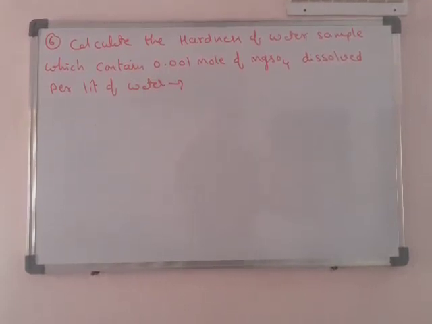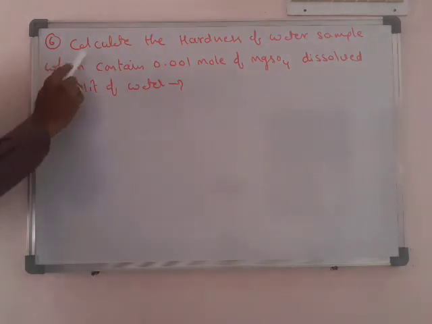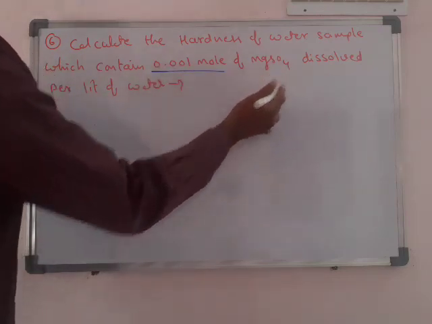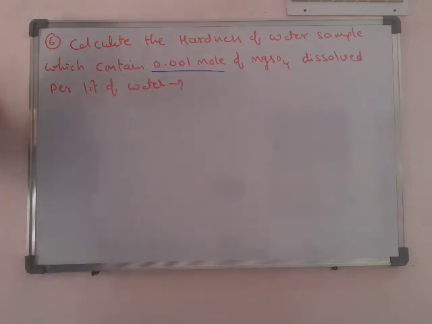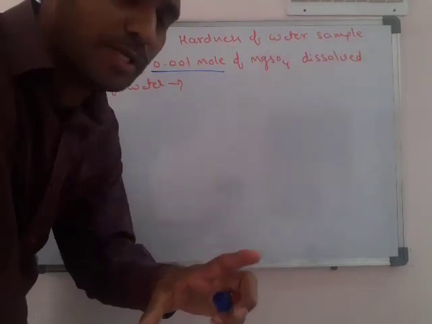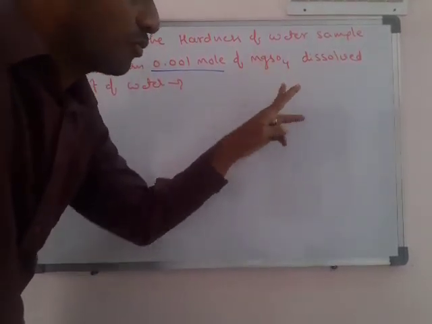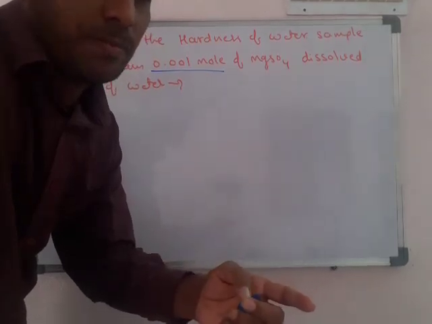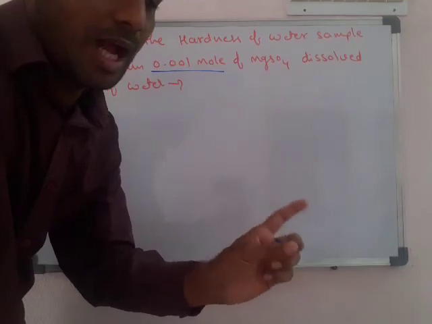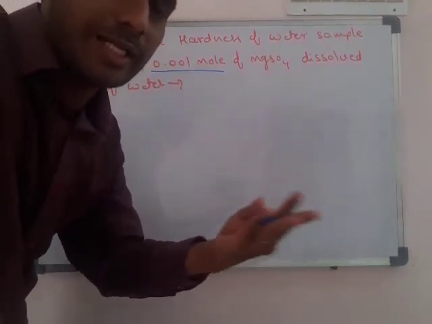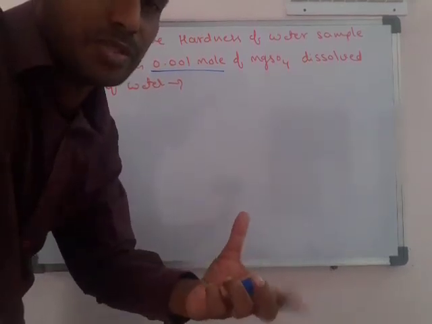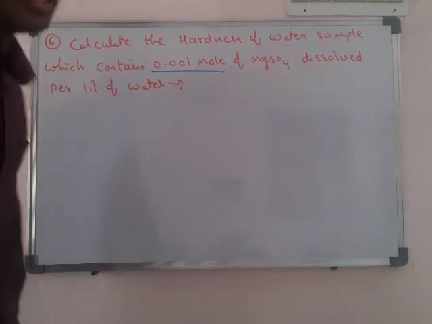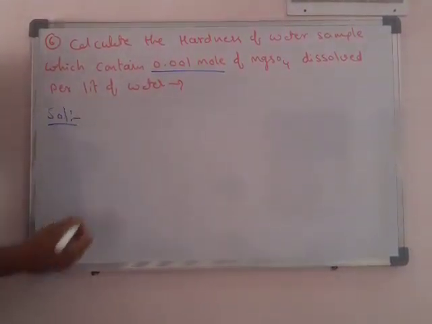Okay, check one more problem based on hardness. Calculate the hardness of a water sample which contains 0.001 mole of MgSO4 dissolved per liter of water. Before starting, what is the cause? MgSO4 shows permanent hardness. Whatever salt is given, we convert it into calcium carbonate. In grams, we compare molecular weights, for example 120 grams equals 100 grams of calcium carbonate. When moles are given, we can take exactly the same moles and later convert to grams. So if moles are given, it becomes very simple compared to grams.